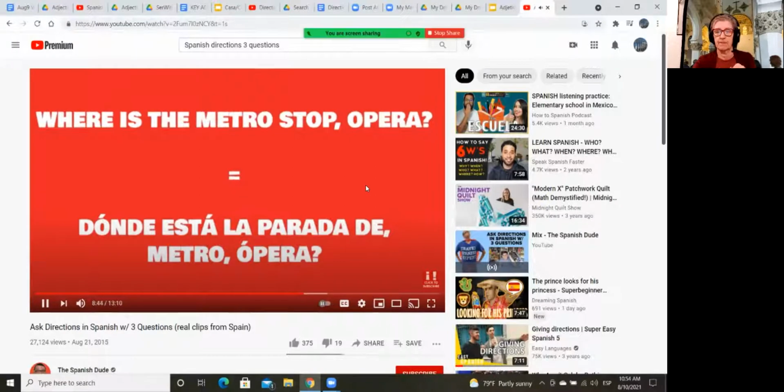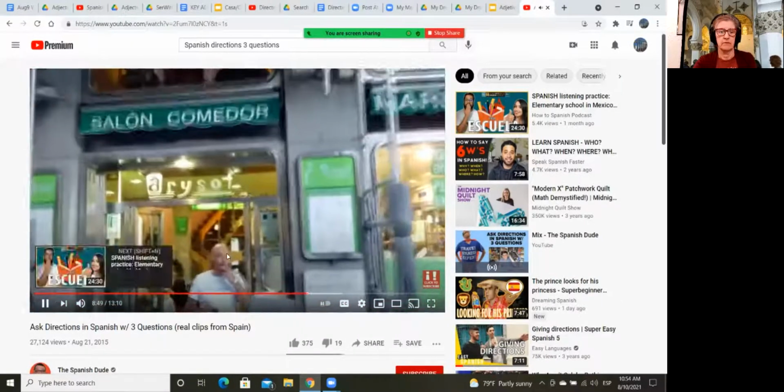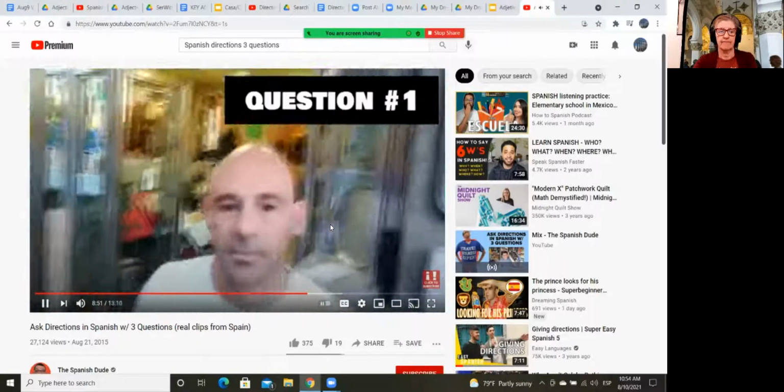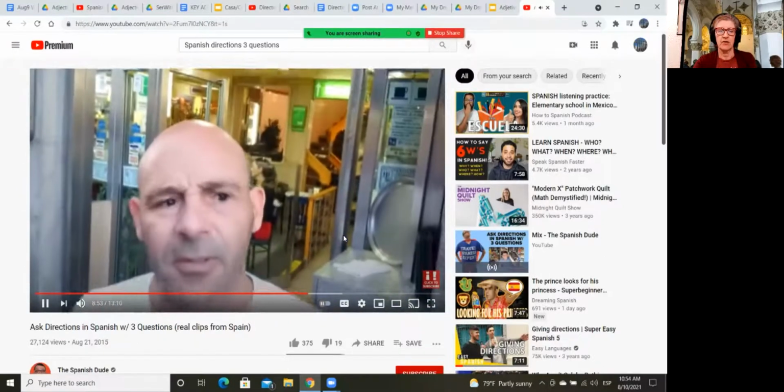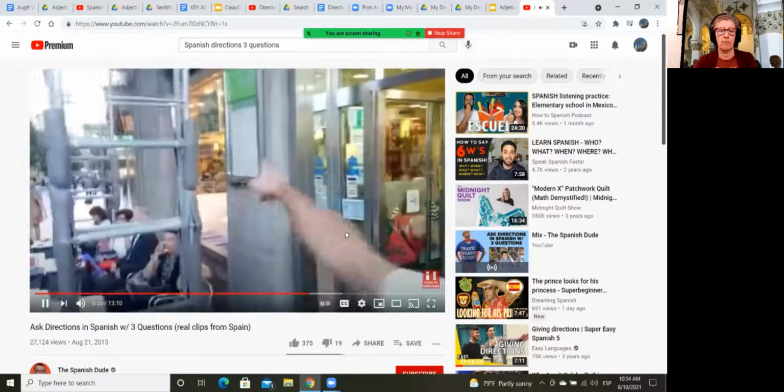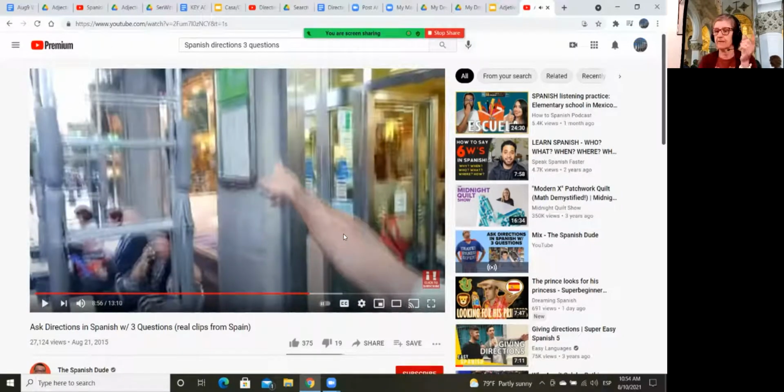In Madrid looking for the metro stop Ópera, or la parada de metro Ópera. Señor, discúlpame. ¿Dónde está la parada de metro Ópera? ¿Dónde está? Ópera, mira, toma abajo. Ópera.